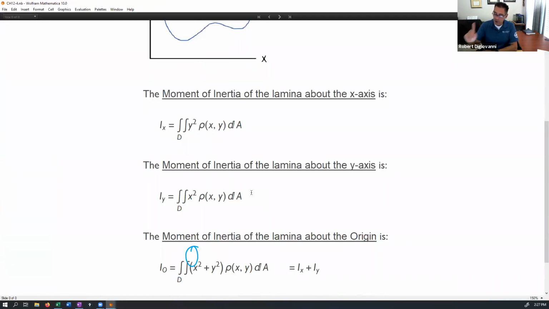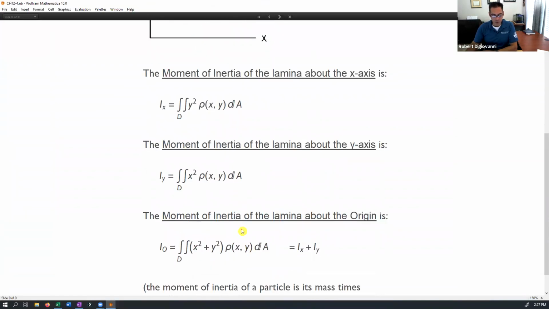There's also a third moment of inertia, and it's called the moment of inertia about the origin. And all it is is just the sum of these two. It's just these two answers added up.